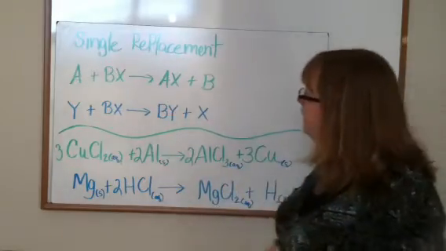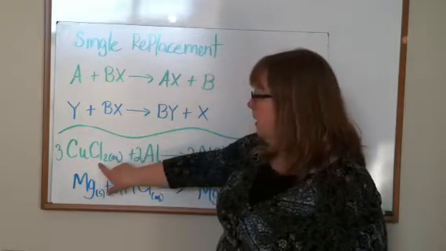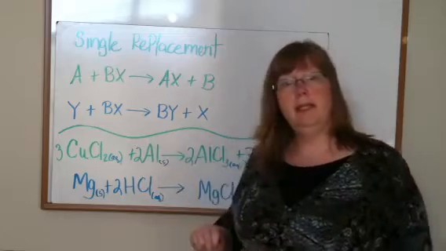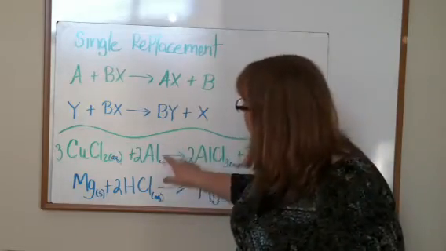All right, so here we've got copper 2 chloride. It's a solution of pretty blue color. And we put some aluminum in it. So here we see aluminum is single.